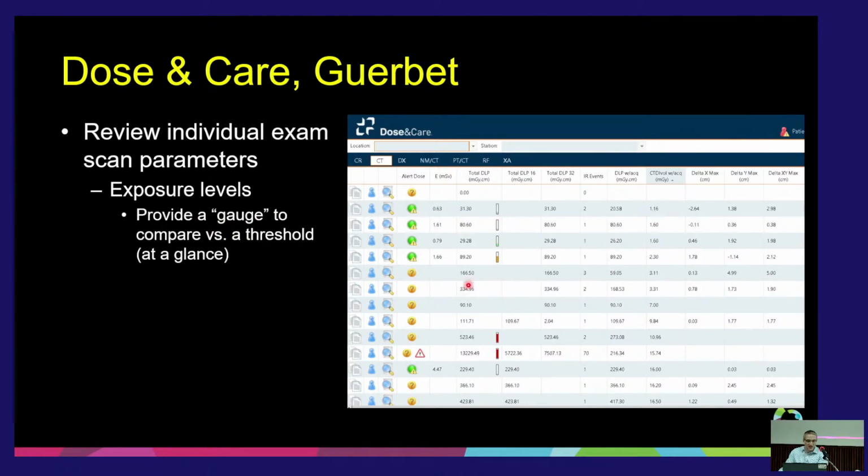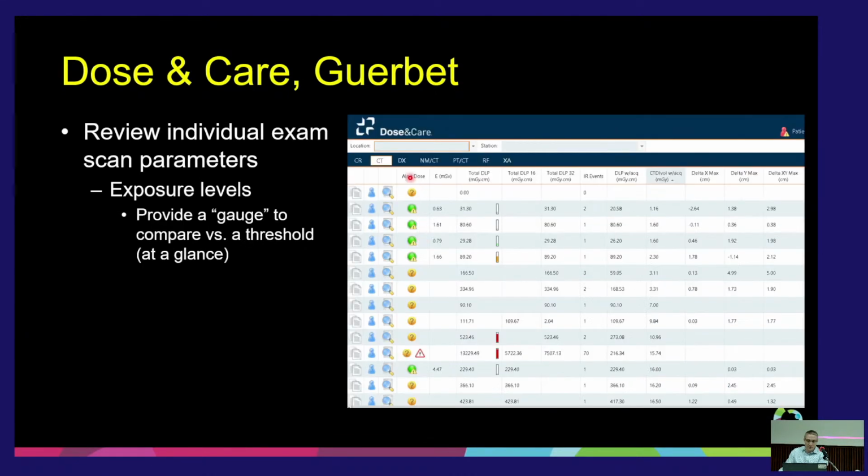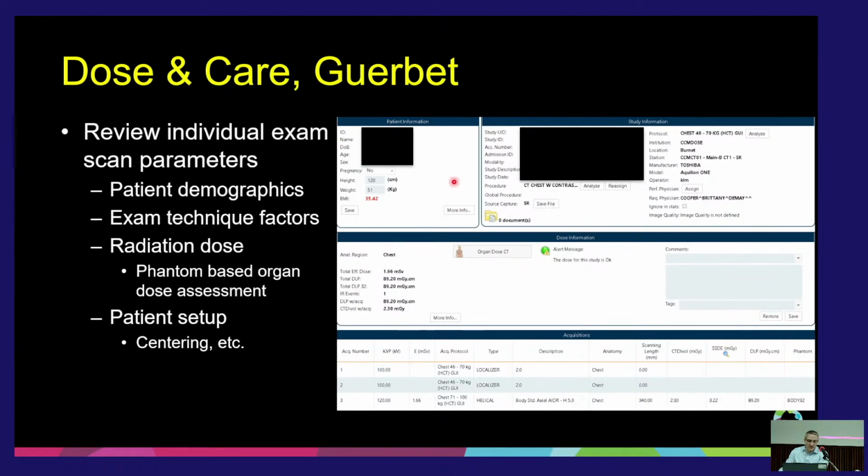So there's a gauge. Like I said, it shows you the gauges. It gives you thresholds at a glance. Okay, so if you were to click on any one of these, like patient-specific, if you click on the little patient icon, that's their patient icon right here. That'll actually come in here, and you can see all the patient-specific information, weight, BMI, all that.